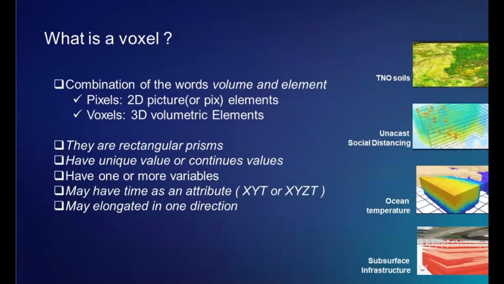A voxel is a combination of the words volume and element, representing values on a rectangular prism in 3-dimensional space. This is analogous to a pixel, which represents 2D image data. A voxel layer represents multidimensional spatial and temporal information in a 3D volumetric visualization. Voxels have unique or continuous values. They can contain one or more variables, and depending on the type of data represented by a voxel variable, you can visualize qualitative discrete or quantitative continuous data.